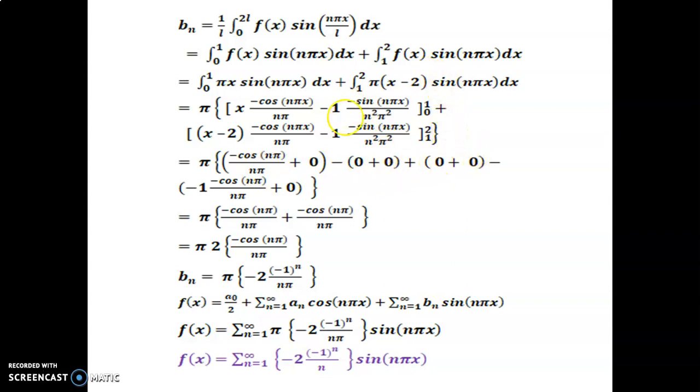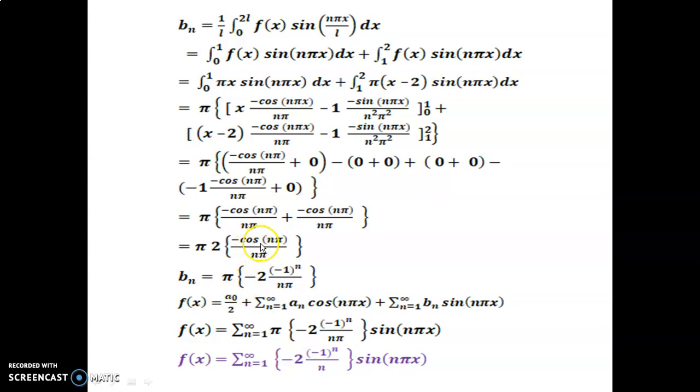Now for second, 1 to 2, substitute x equal to 2. So 2 minus 2 is 0, 0 into this term is 0. In second term, sin present, so sin 2n pi is 0. So 0 plus 0. Minus lower limit, x equal to 1. So 1 minus 2 is minus 1. Minus cos n pi divided by n pi. In this term, sin present in last term, so sin 0 is 0. Thus we get minus cos n pi upon n pi. Here minus minus plus, but outside minus present. So minus cos n pi upon n pi. So these are 2 times minus cos n pi divided by n pi.